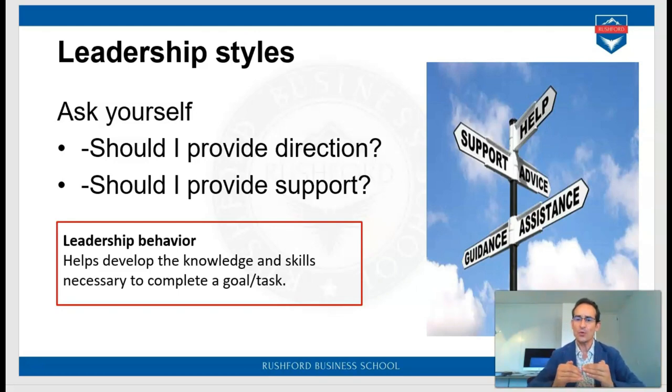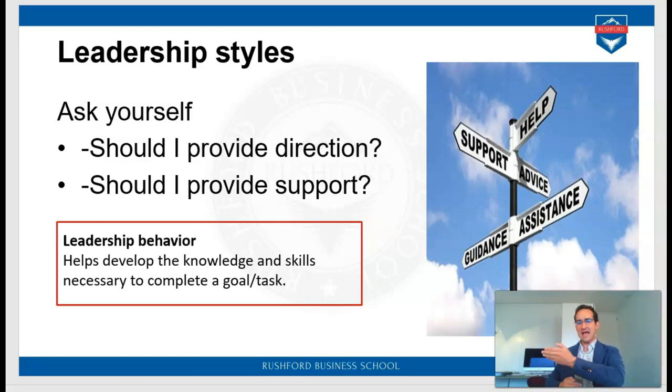So that's why we are also talking about this second question here. Should I provide support? Direction and support are two different things. I can be directive. I can let you know what I want from you. I want you to do this.